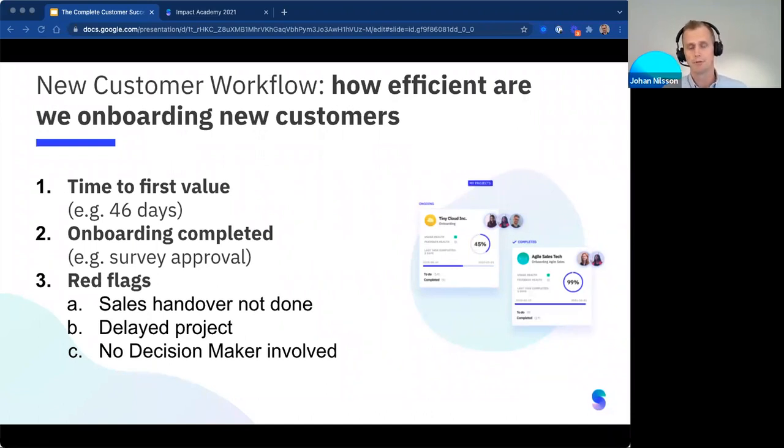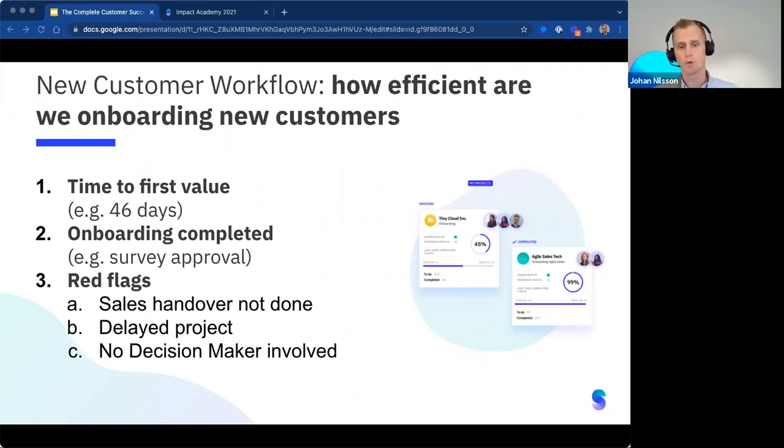Onboarding complete. So how efficient are we at completing an onboarding? What is a complete onboarding? We have covered this topic in several webinars previously, but a good way is to have some sort of survey when we think the onboarding is almost over. First, of course, they should be up and running in the product, but to get a sign off from a stakeholder that bought your product, that could be a way to sign off the onboarding.